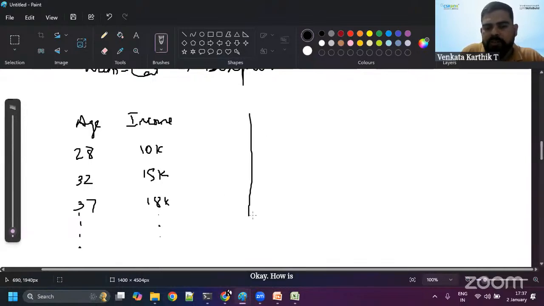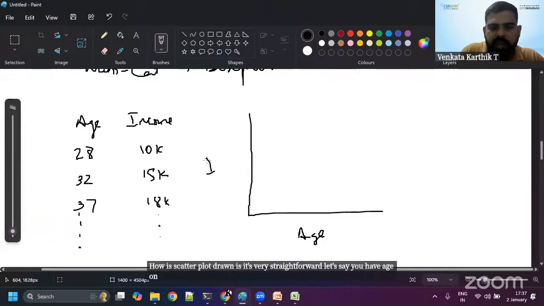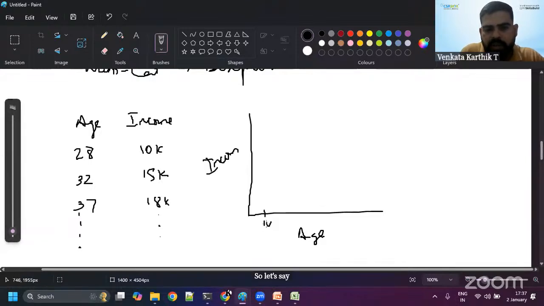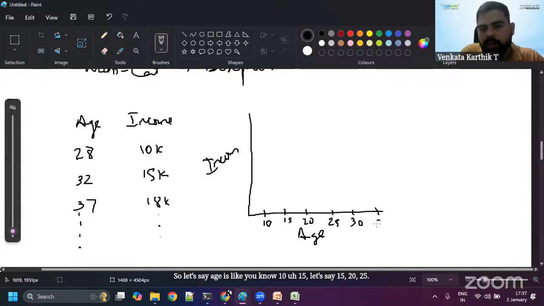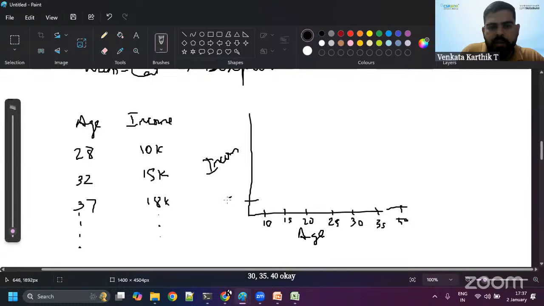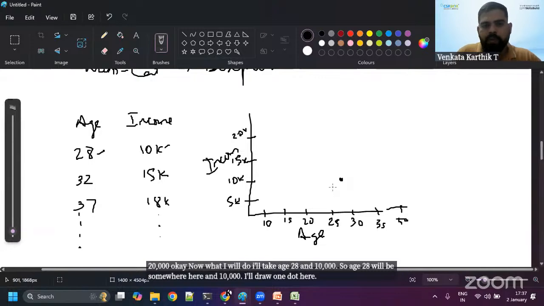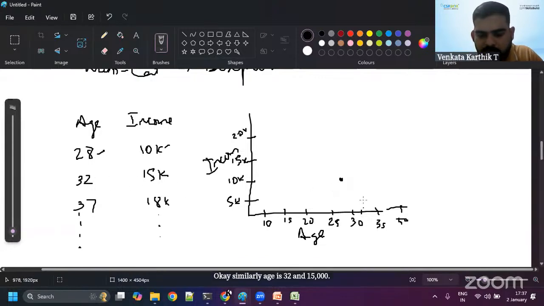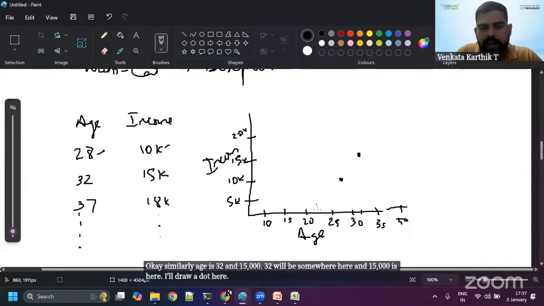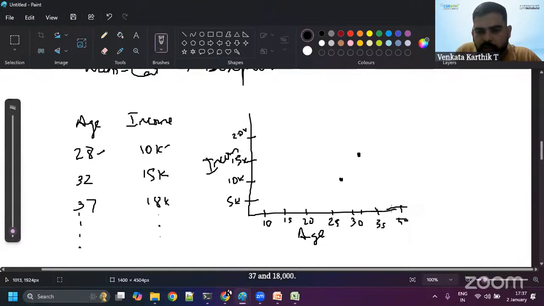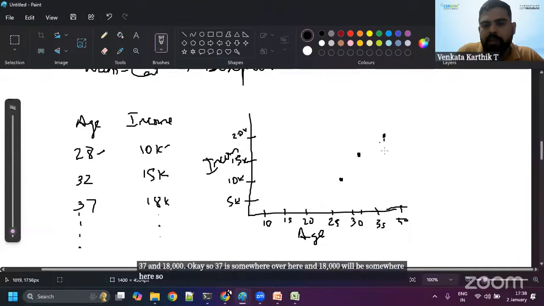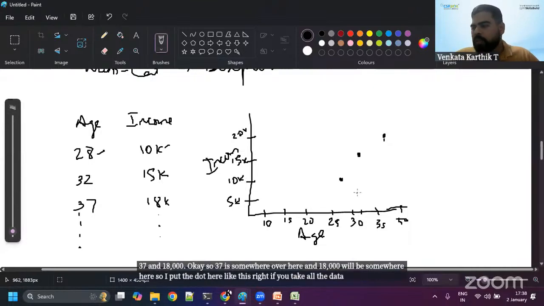How a scatter plot is drawn is very straightforward. Let's say you have age on your x-axis and income on your y-axis. Let's say age is 10, 15, 20, 25, 30, 35, 40. Here it is 5,000, 10,000, 15,000, 20,000. Now I'll take age 28 and 10,000. Age 28 will be somewhere here and 10,000, so I'll draw one dot here. Similarly, age 32 and 15,000: 32 will be somewhere here and 15,000 is here, so I'll draw a dot here. 37 and 18,000: 37 is somewhere over here and 18,000 will be somewhere here, so I put the dot here. Like this, if you take all the data points and plot them, that is the scatter plot.